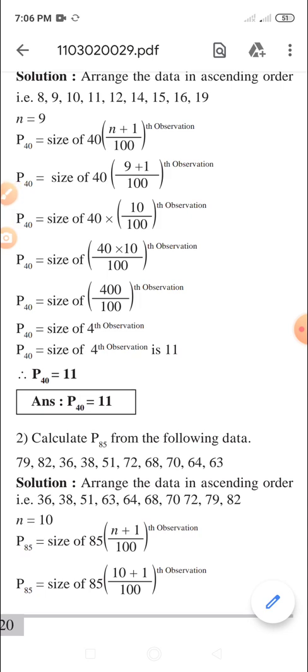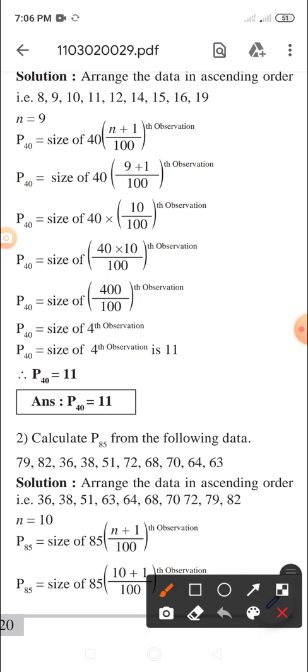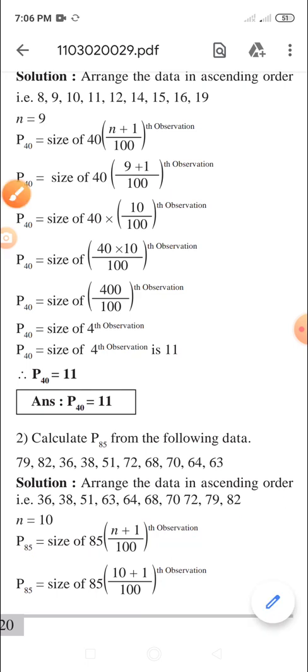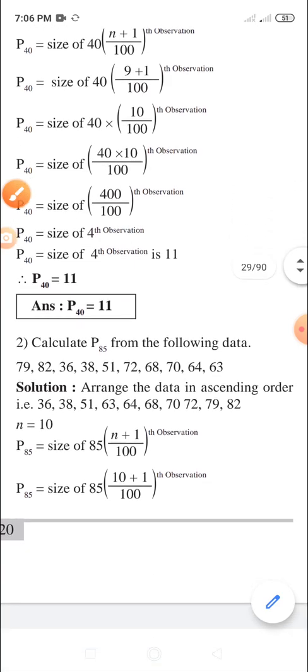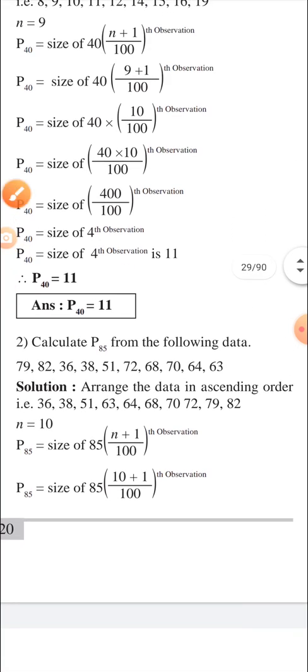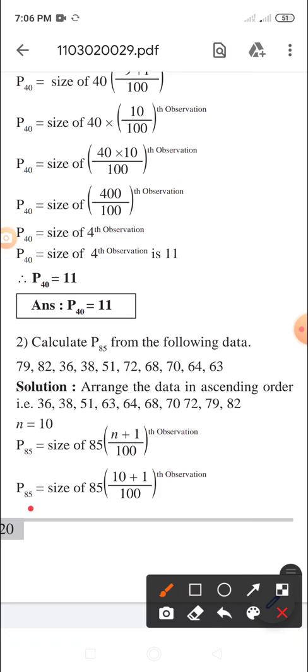Next, write down the formula for P85. P85 is equal to size of 85 into n plus 1 upon 100 bracket complete observation. So P85 is equal to size of 85 into bracket 10 plus 1 upon 100. Why do we divide by 100 here? Because the percentile divides data into 100 equal parts.